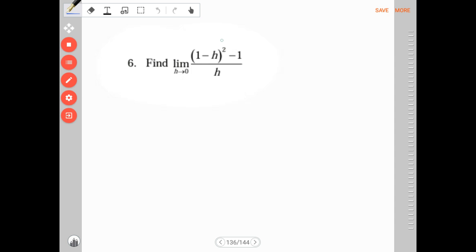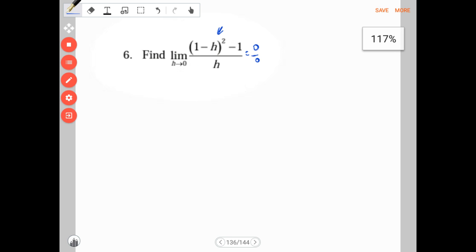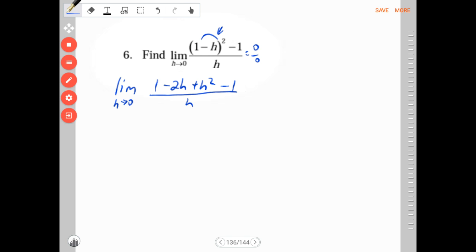Okay, so remember, we expand this one out, FOIL it, combine like terms, factor, cancel off the 0 over 0 part. Again, we should just check: 1 minus 0 is 1, 1 squared is 1, 1 minus 1 is 0, and then divided by 0. So that's going to be the limit as h approaches 0 of 1 squared is 1, 2 times 1 times negative h is negative 2h plus h squared minus 1, all divided by h. So you can see that the minus 1 and the positive 1 cancel.